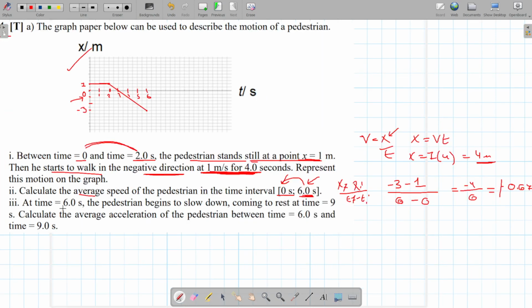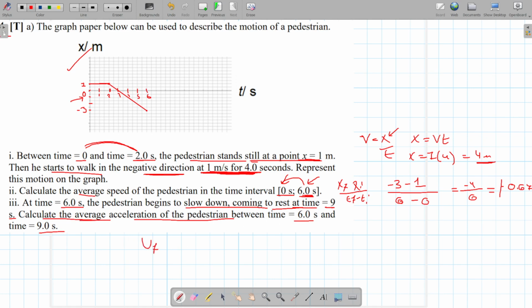Okay, then they say at time 6 seconds, he starts to slow down, coming to rest at 9 seconds. Calculate the average acceleration between time 6 seconds and time 9 seconds. So at 6 seconds he started slowing down until he reached 0 at 9 seconds. So what's the average acceleration?